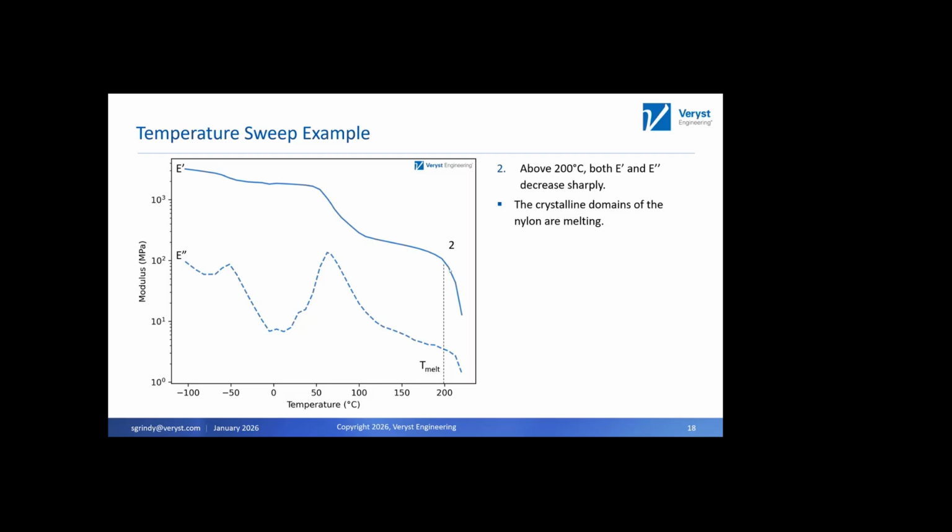What's probably happened here during this test is the DMA actually kind of gave up. Once you have something that's much more liquid-like, it basically can't measure a modulus anymore, as that is outside the machine's capabilities of measurement.